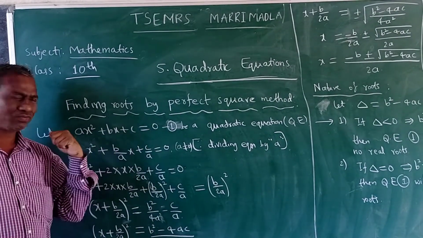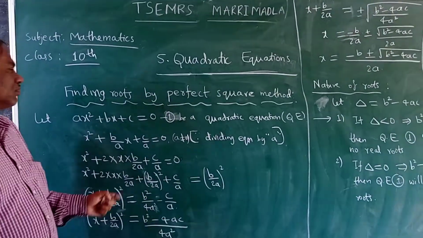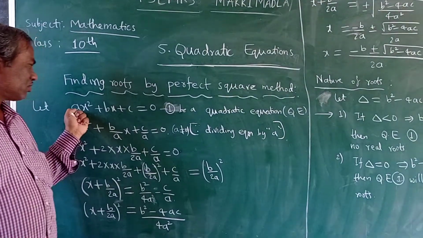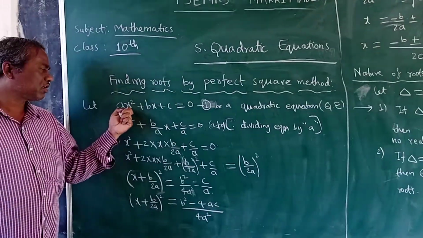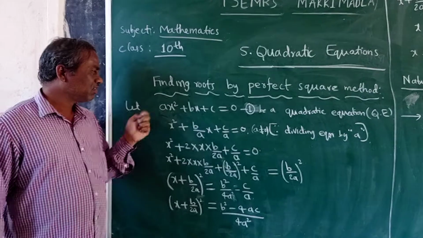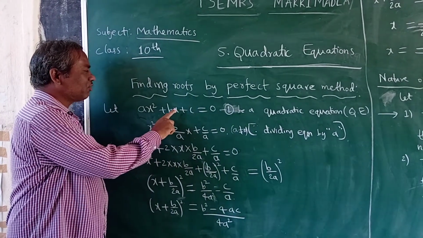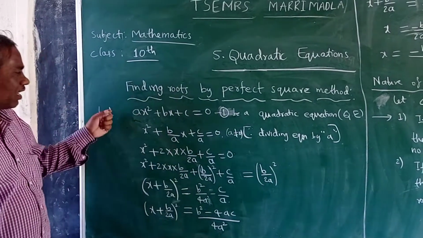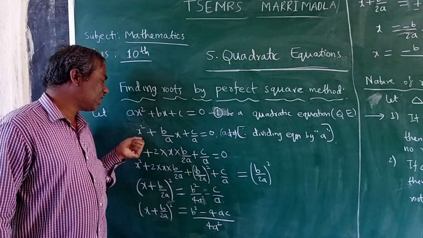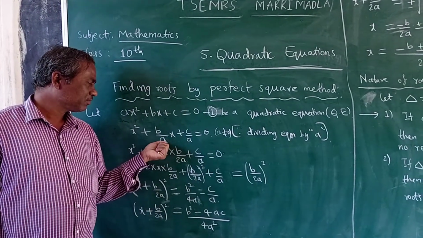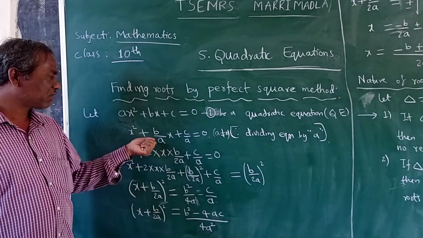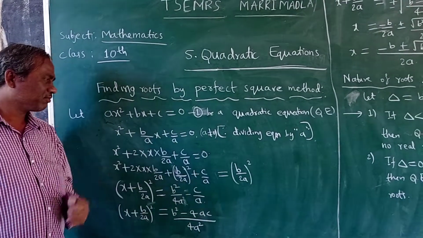Now here a is not equal to 0. If a is 0, this x square will not be there, so its degree will be only one, a linear equation. So if a is not equal to 0, I can divide the whole equation by a, so that it will be x square plus b by a x plus c by a.